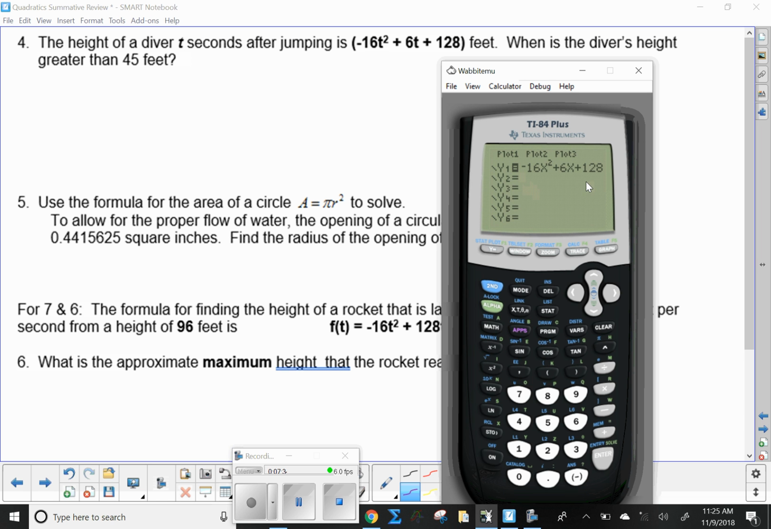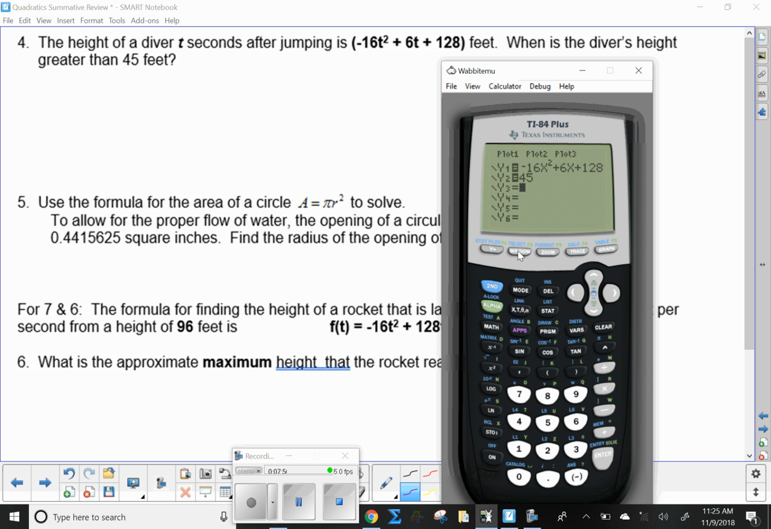Now, I want to know when the diver's height is greater than 45 feet. Remember, this is going to make a parabola that opens down. So I'm going to do y is equal to 45. That's going to be a horizontal line. I want to know anytime this curve is above 45.